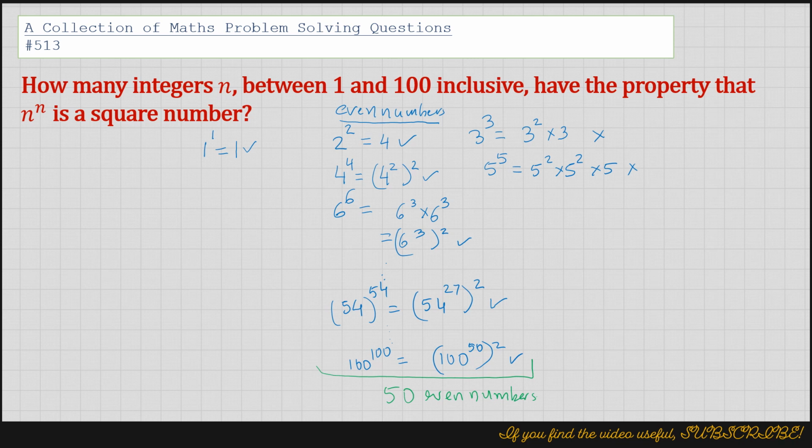Now, what about these odd numbers? If we work on the odd numbers a bit more, we come to an interesting thing. 7 we can't do anything with, 7 to the power 7. 8 is already included. Let's look at 9 to the power 9. It's an interesting number. This can be written as 3 square to the power 9, or as 3 to the power 9 whole squared. So 9 to the power 9 can be written as a square number.